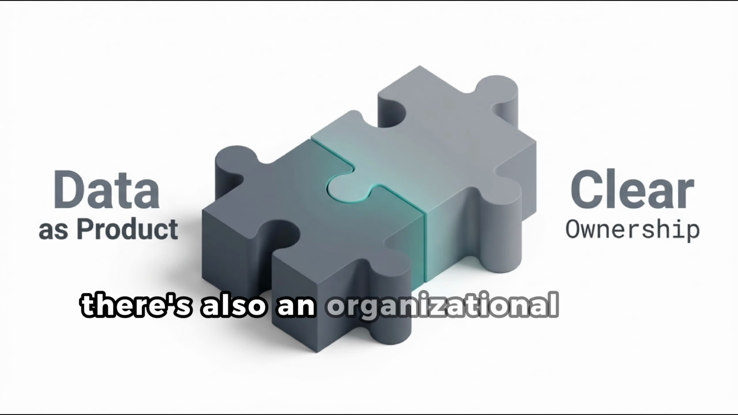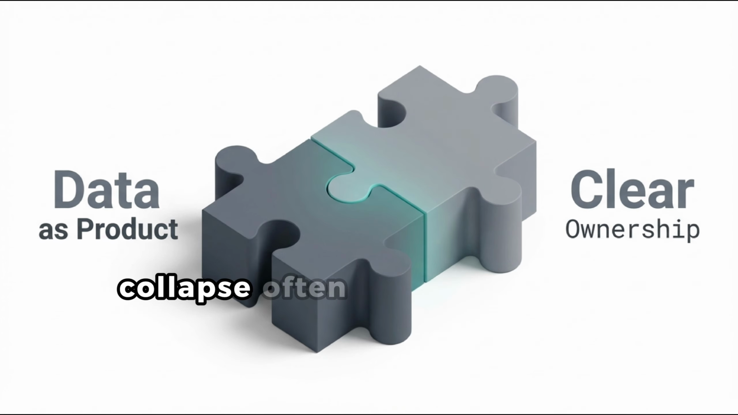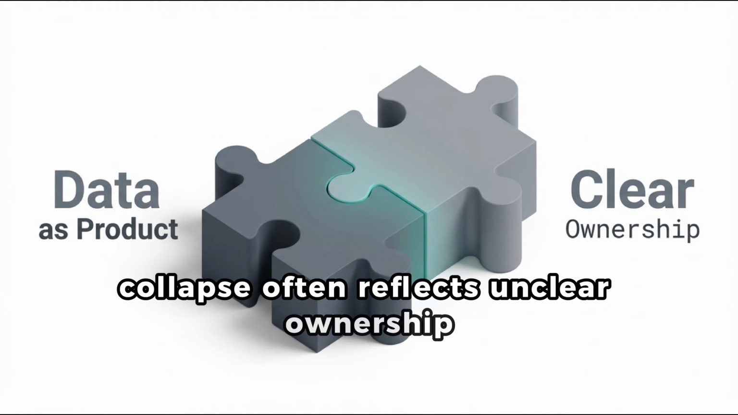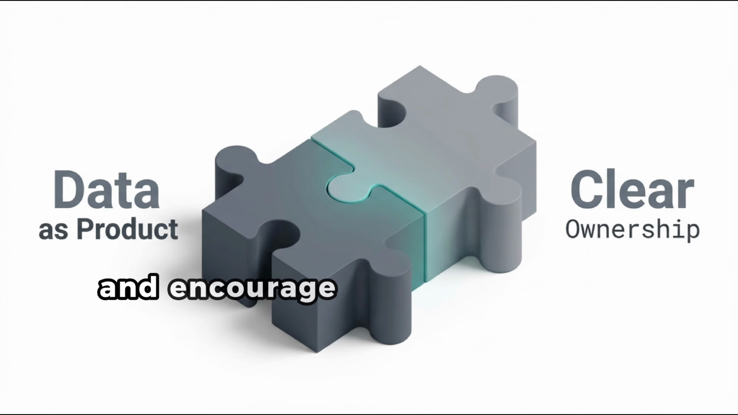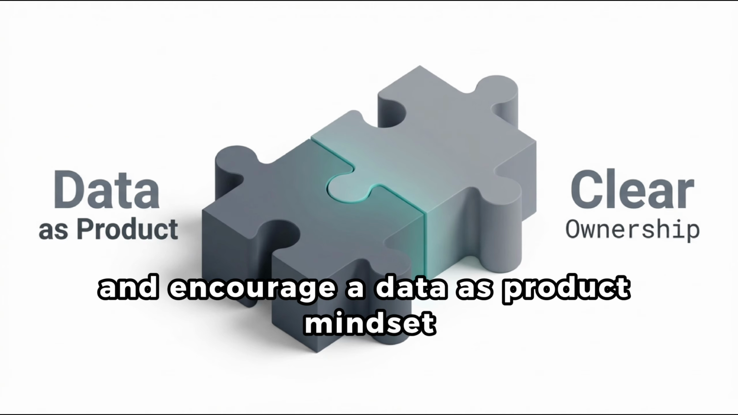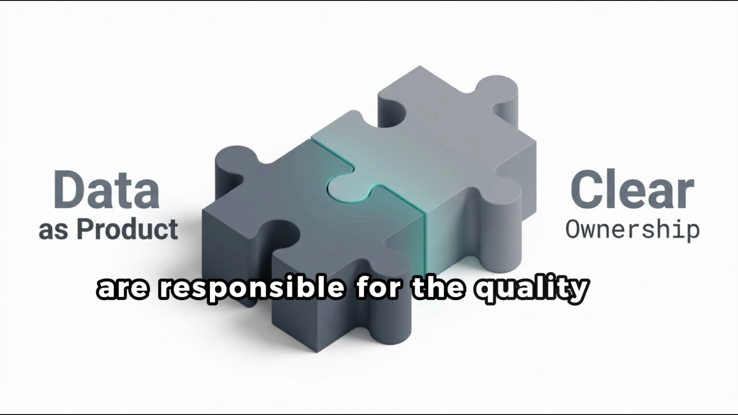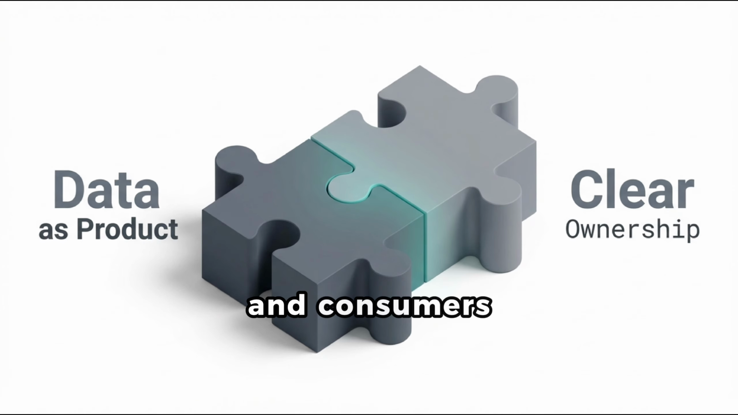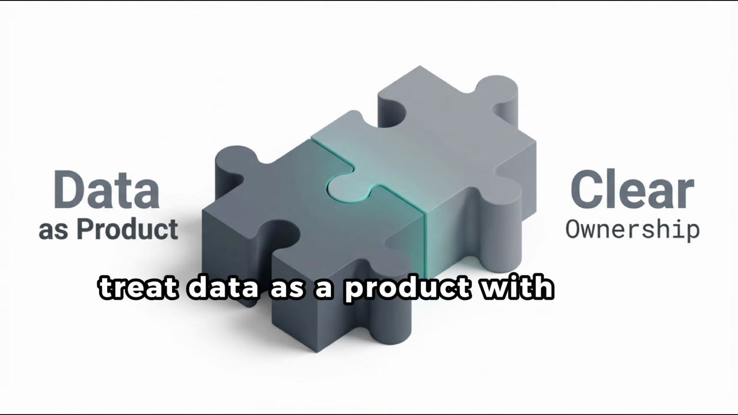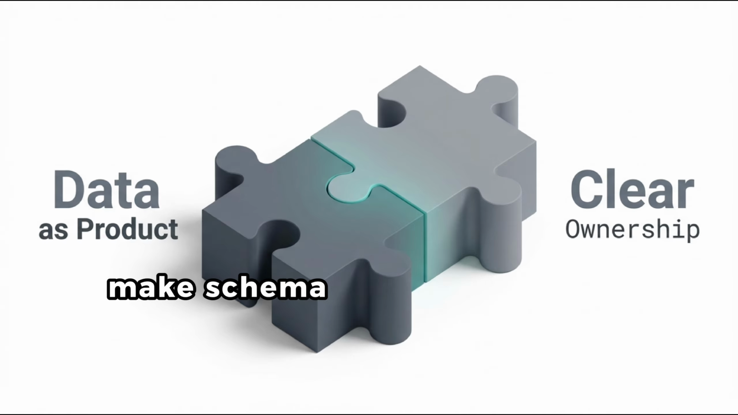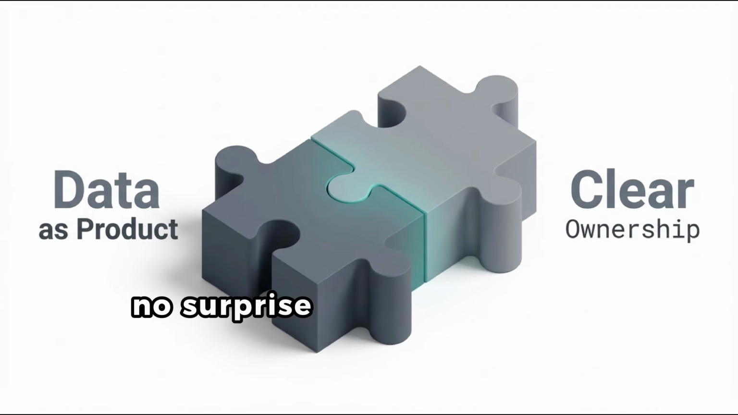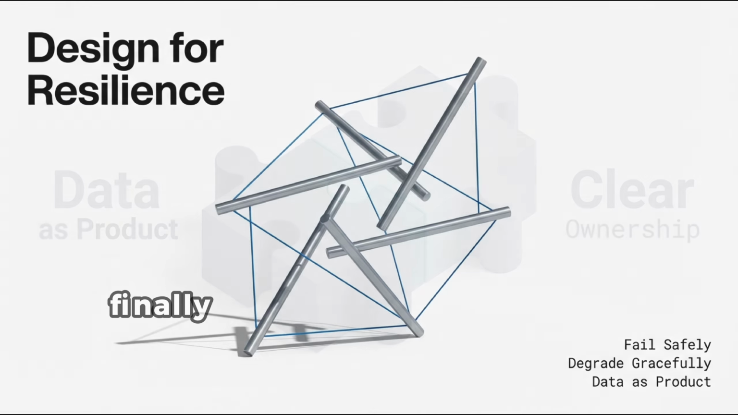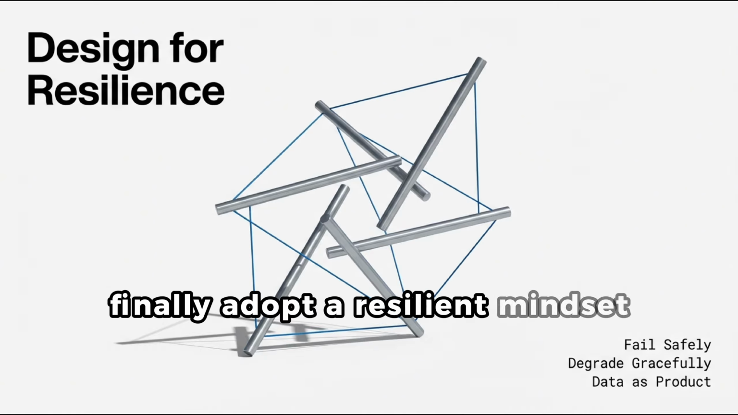There's also an organizational angle. Collapse often reflects unclear ownership. Designate domain owners for critical entities and encourage a data-as-product mindset. Producers are responsible for the quality of what they publish, and consumers treat data as a product with SLAs and tests. Make schema change processes lightweight but mandatory. No surprise breaking changes.